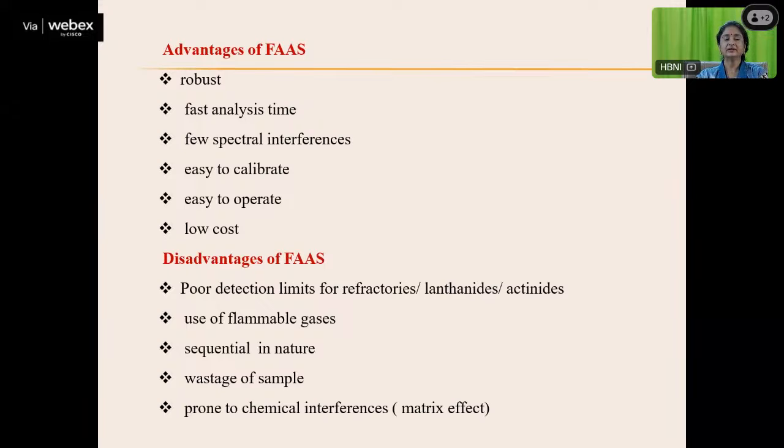Now let us see what are the various advantages and disadvantages of flame AAS. It is a robust technique, with fast analysis time, very few spectral interferences, easy to calibrate, easy to operate, and above all, it is low cost. Even capital as well as running costs are low. However, it has poor detection limits for refractories, lanthanides, and actinides. As I just mentioned, they tend to form oxides in the flame, and therefore they have very poor detection limits.